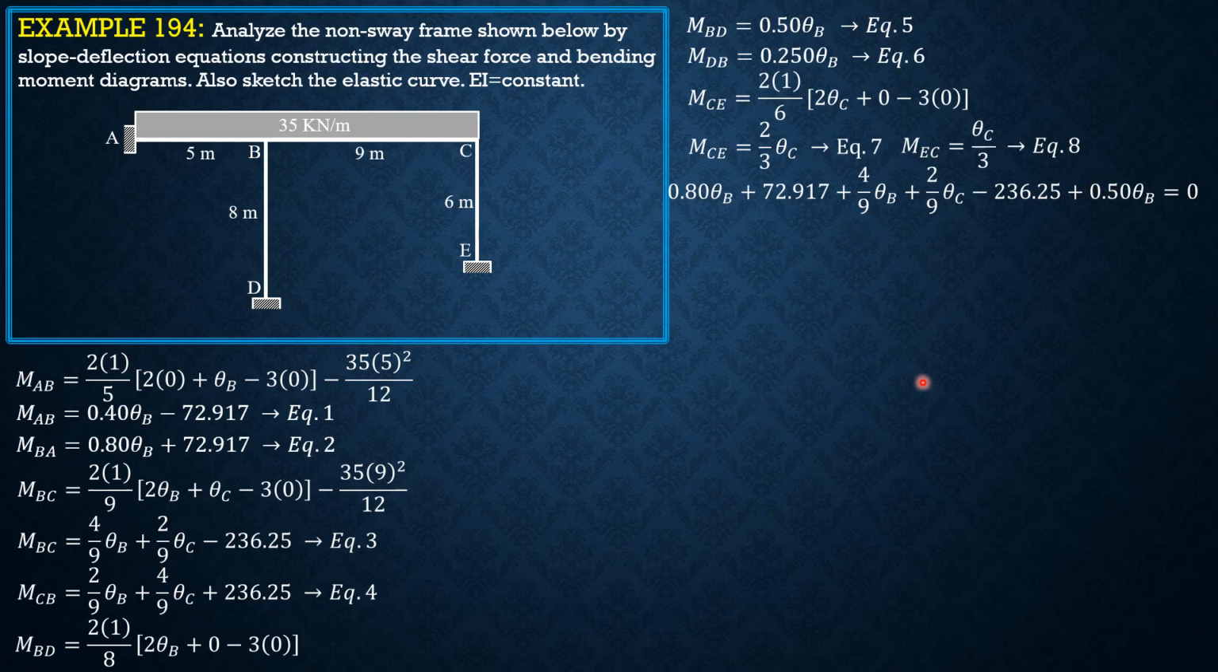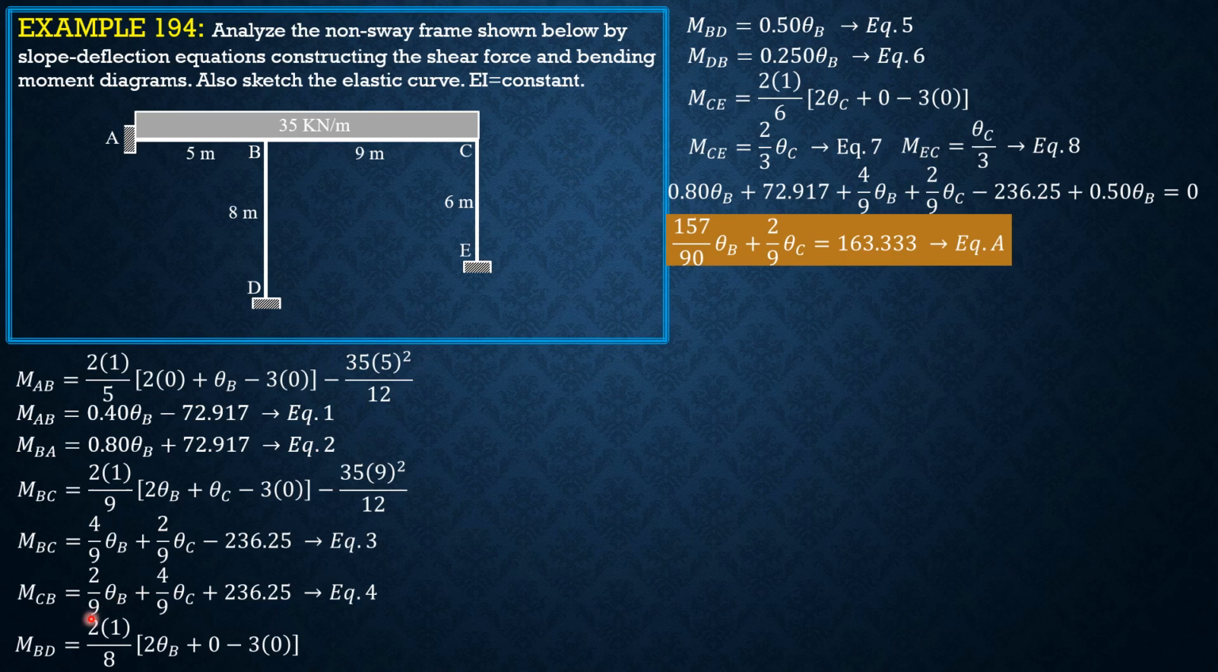Combining like terms, then setting up the first equation. There are only two unknowns here, 157/90 theta B plus 2/9 theta C equals 163.333. Call that equation A. Then at C, MCB plus MCE equals 0.